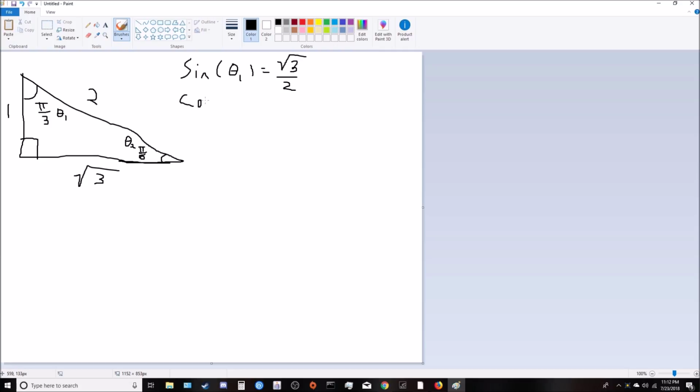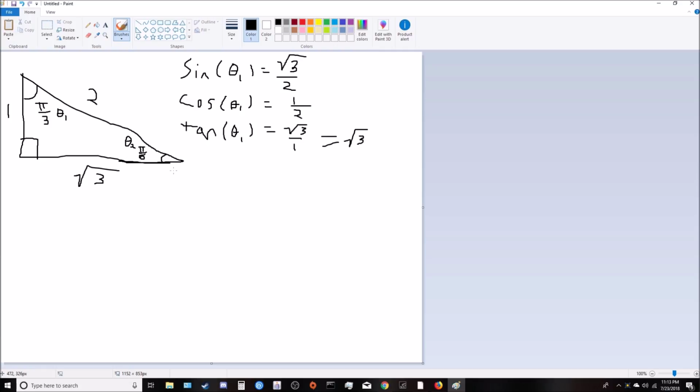The cosine of theta sub 1 is going to be equal to the adjacent side over the hypotenuse, or 1 over 2. And finally, the tangent of theta sub 1 is going to be equal to the opposite side over the adjacent side. So that's going to be root 3 over 1, or just root 3.